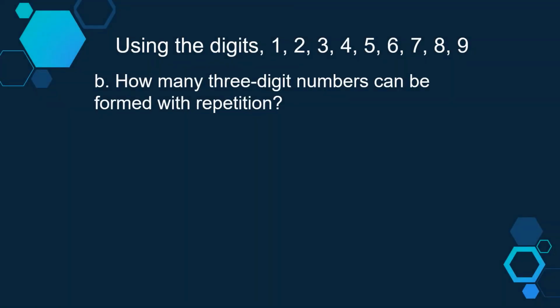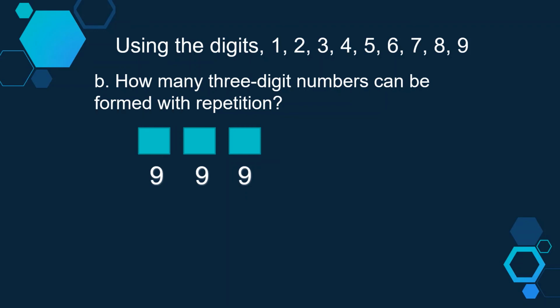Now, using the same digits, how many three-digit numbers can be formed with repetition? Okay, so ibig sabihin naman ngayon, yung mga digits natin ay pwedeng maulit. So let's say meron tayong 3-digit numbers dito. Sa first digit, meron tayong 9 na choices. Sa second digit, dahil pwedeng maulit, meron pa rin tayong 9 na choices. At sa third digit, dahil pwedeng maulit, meron pa rin tayong 9 na choices.